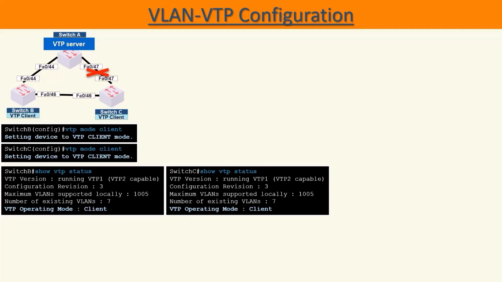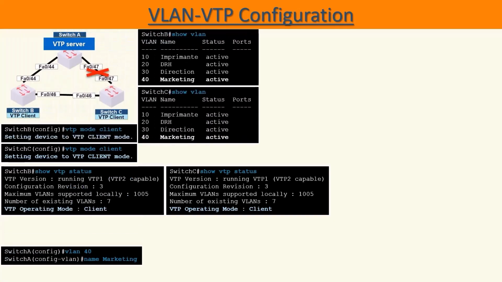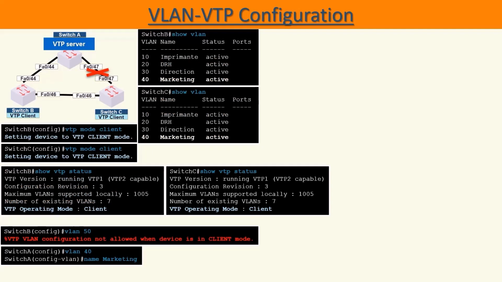We will create another VLAN on switch A and see the effects on switches B and C. To do this, we make VLAN 40, which we call marketing, and we check the behavior on switches B and C. Switch B learned VLAN 40 from switch A, and C learned it through switch B. In client mode, the switch syncs itself and transfers VTP information to others. On the other hand, it is impossible to create a VLAN in client mode. For example, if you try to create VLAN 50 on switch B, you get an error message from the CLI.